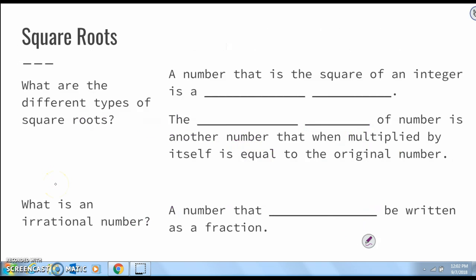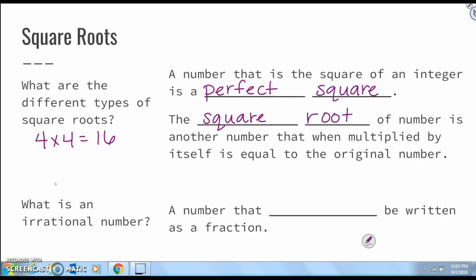Let's talk about square roots. What are the different types of square roots? A number that is the square of an integer is called a perfect square. The square root of a number is another number that when multiplied by itself is equal to the original number. For example, since 4 times 4 equals 16, the square root of 16 would equal 4.